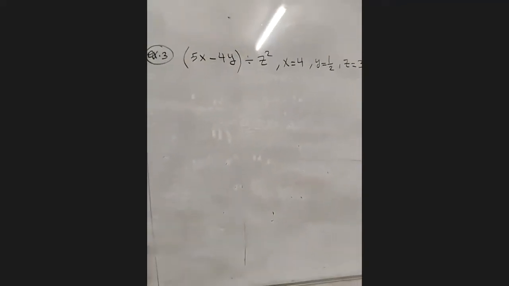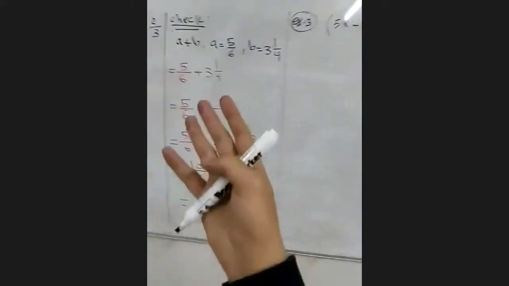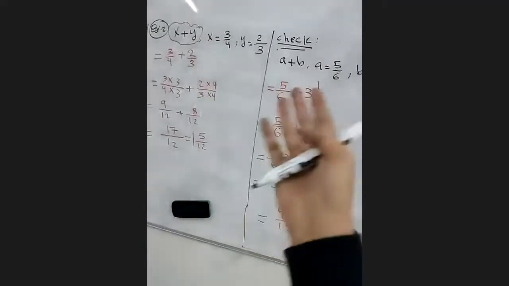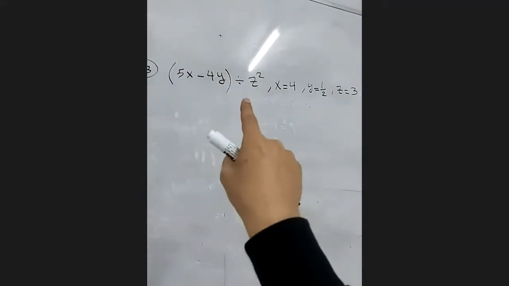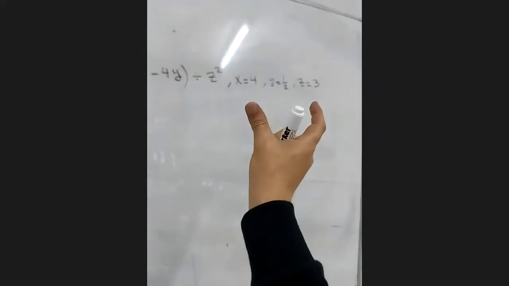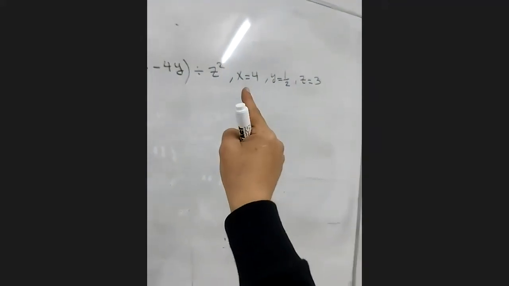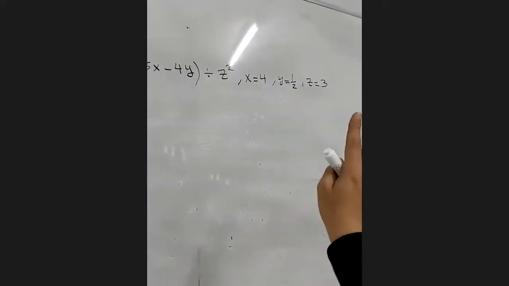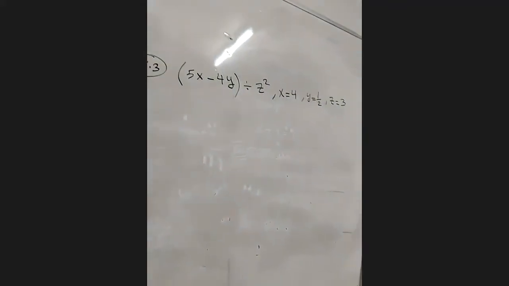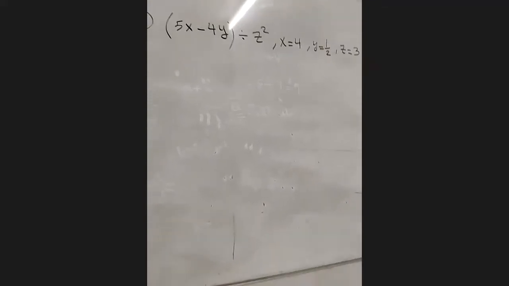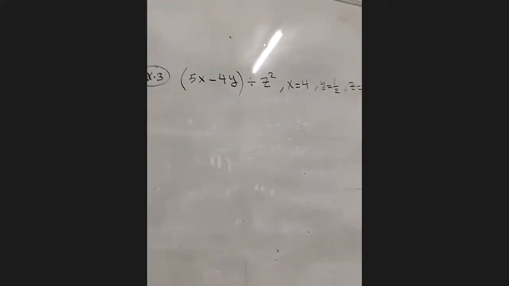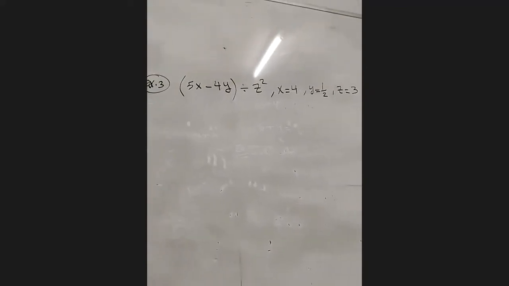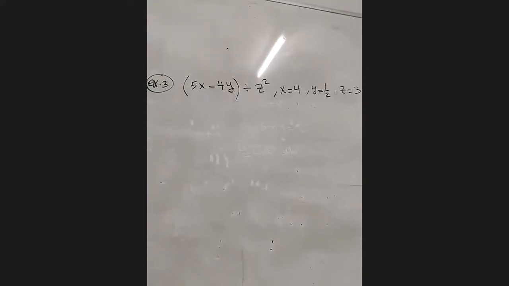Now look here, guys. We have 3 variables. In the previous check and example, we had 2 variables, but now we have 3 variables. We have x, y, and z. So the question will give you the 3 values for each variable: 4, half, and 3 for x, y, z. So what we will do the first step, Muhammad? The parenthesis. What we will do the first step? We will write the expression.